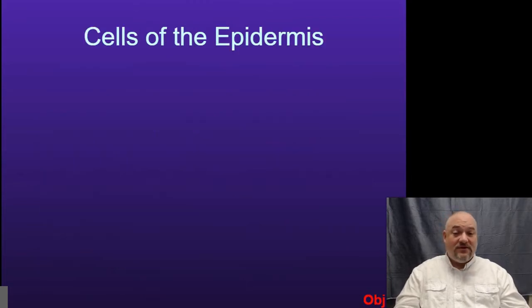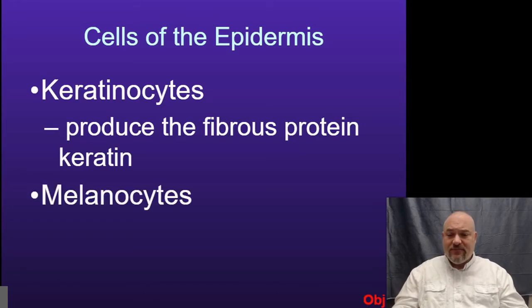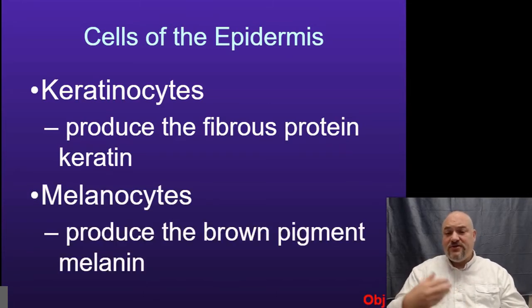The cells of the epidermis. Let's take a closer look. Keratinocytes. These are cells, cytes, that produce keratin, the fibrous protein keratin, which is kind of a waxy protein, a very durable, water-resistant, chemical-resistant protein. It provides a lot of the properties of our epidermis that make it good for resisting water and chemicals and things of that nature. And then we have the melanocytes, which are cells, cytes, that produce the brown pigment melanin.